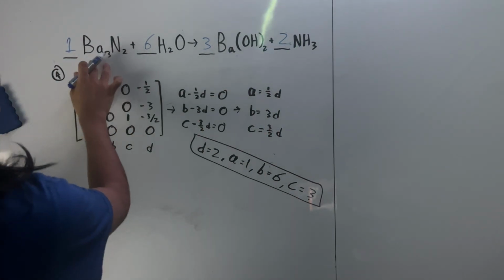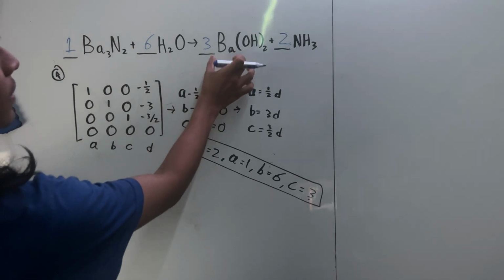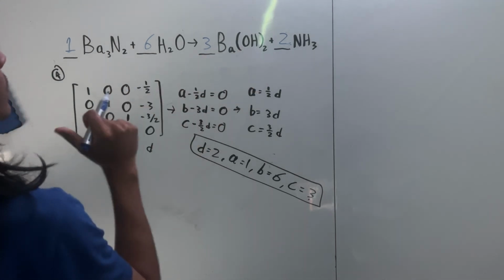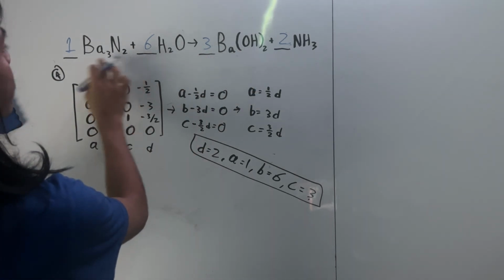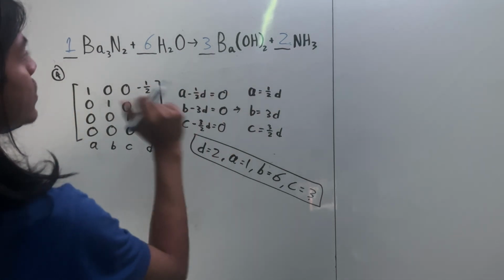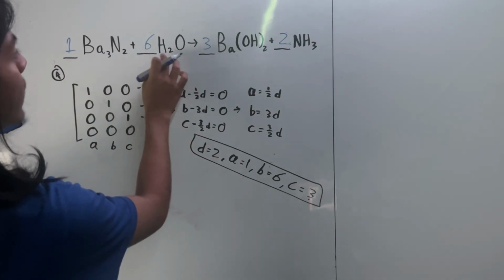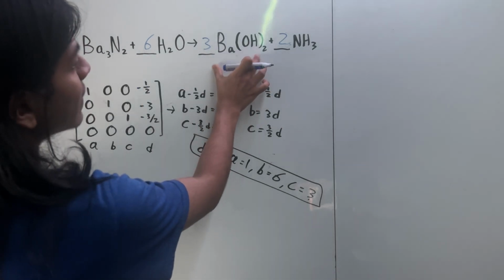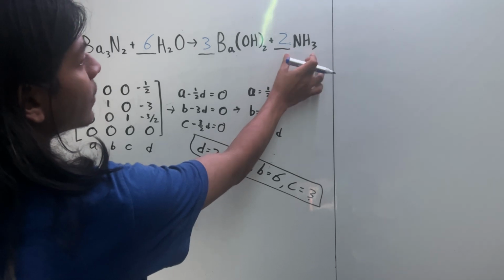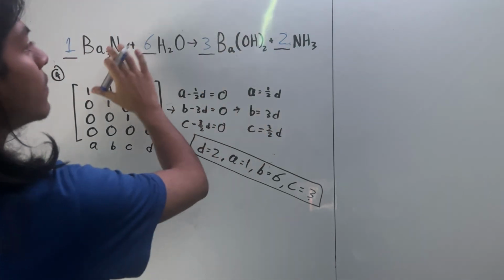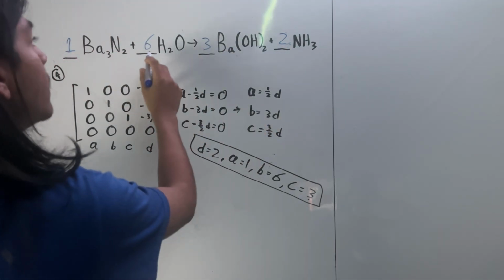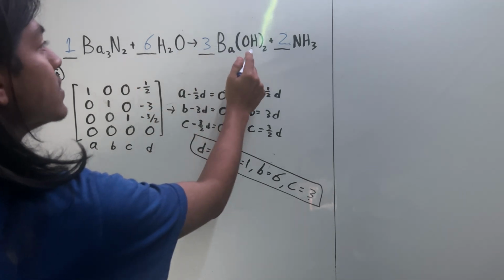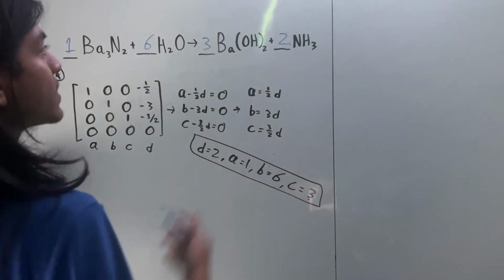So we can see here we have 3 bariums. Same thing for here, we have 3 bariums. So the bariums are good. We have 2 nitrogens, 2 nitrogens. That's perfect. And here we have 12 hydrogens. Right here we have 6 hydrogens. And right here we also have 6. So we have 12 and 12. That's good. And now we have 6 oxygens, and 2 times 3, that's also 6.